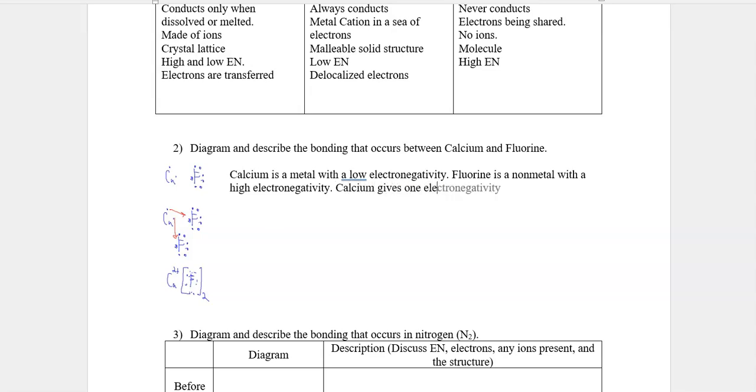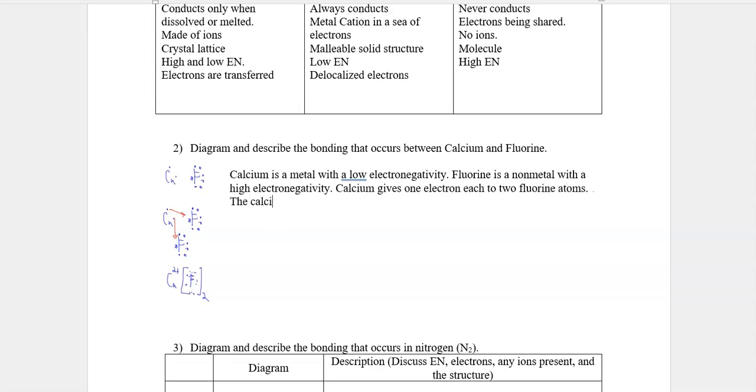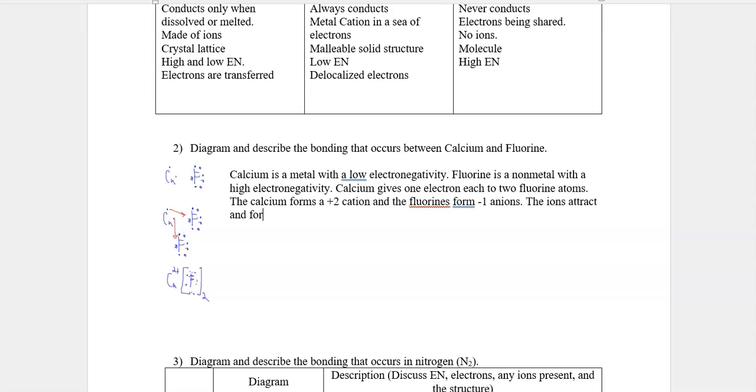Calcium gives 1 electron each to 2 fluorine atoms. The calcium forms a +2 cation, and the fluorines form -1 anions. The ions attract and form a crystal lattice.